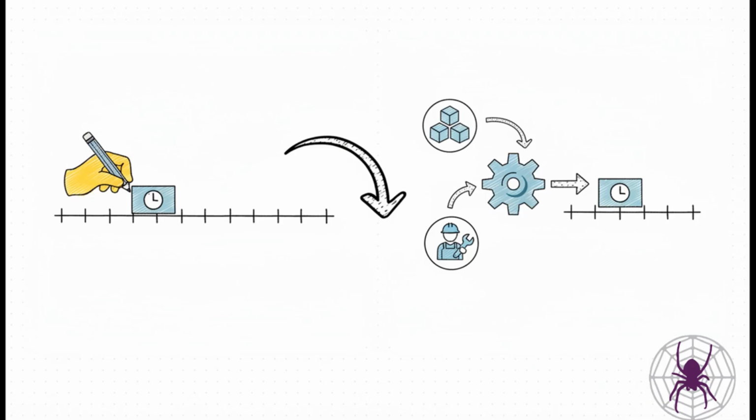The Spider Project approach completely inverts that. You give it the physical volume of work and the productivity of your resources, and the software calculates the duration for you. This moves scheduling from being an art of estimation to a science of calculation.